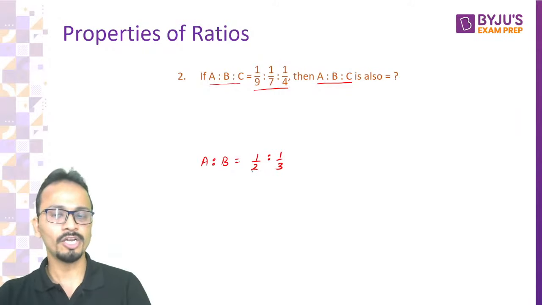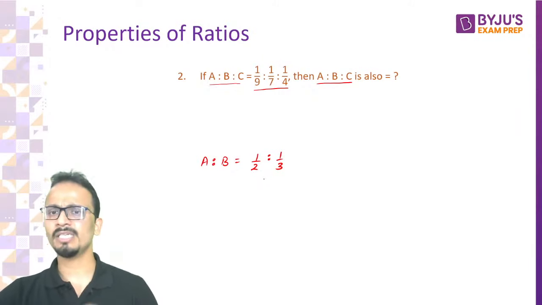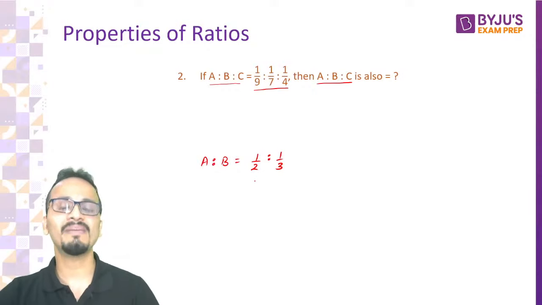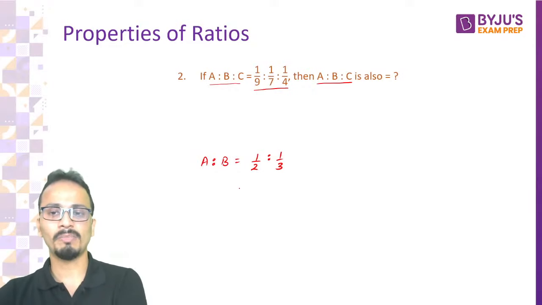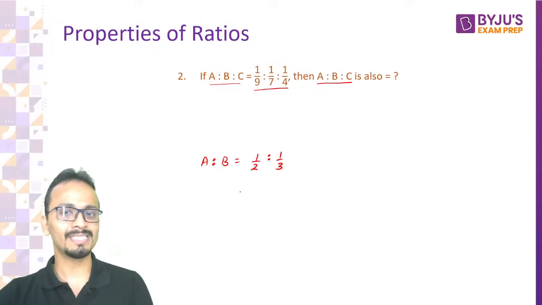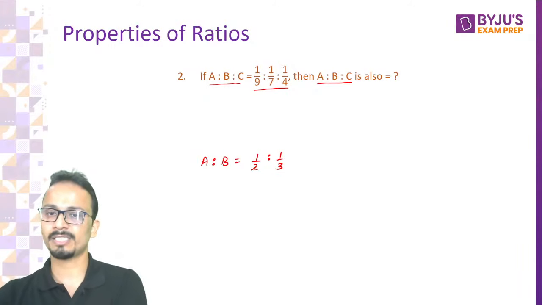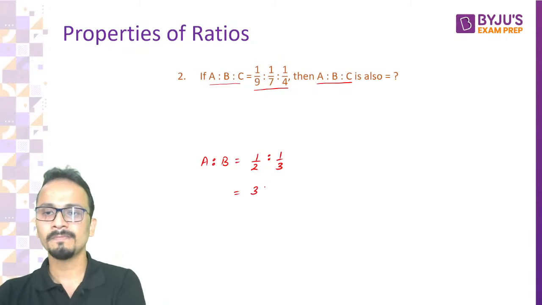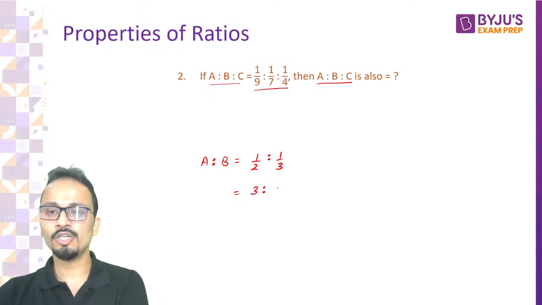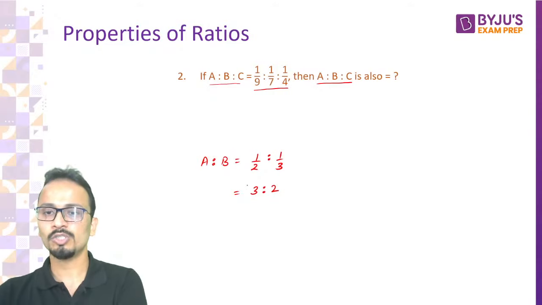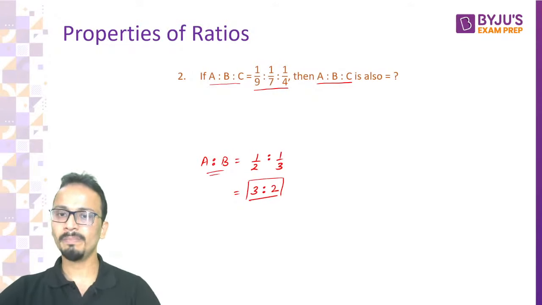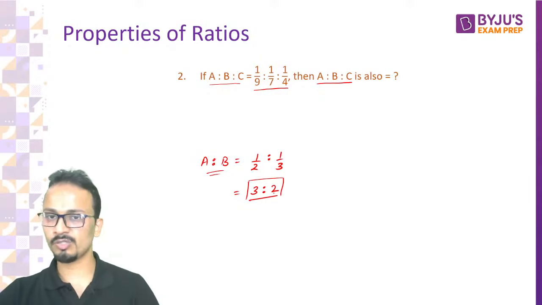Now in the denominator I have 2 and 3. So that number should be a multiple of 2 and 3. A multiple of 2 and 3, the smallest one is 6. So I'll multiply both sides of this ratio by 6. So 6 into 1 upon 2 will give me 3 and 6 into 1 upon 3 will give me 2. So the simplified form of this ratio will be 3:2. So this is one thing.